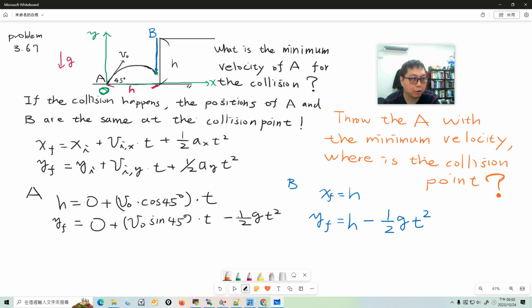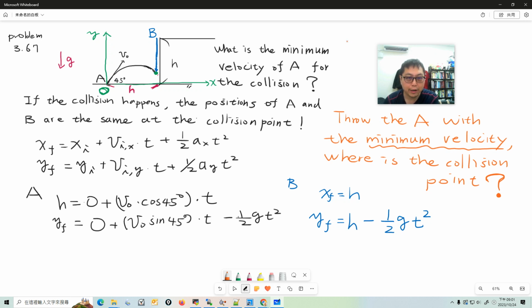Let's ask ourselves a question. If I throw the object at A with the minimum velocity, where does the collision happen? From this figure, if I really throw the object at the minimum velocity, where is the collision point? You can think about this question. But I don't really have time to wait for you.